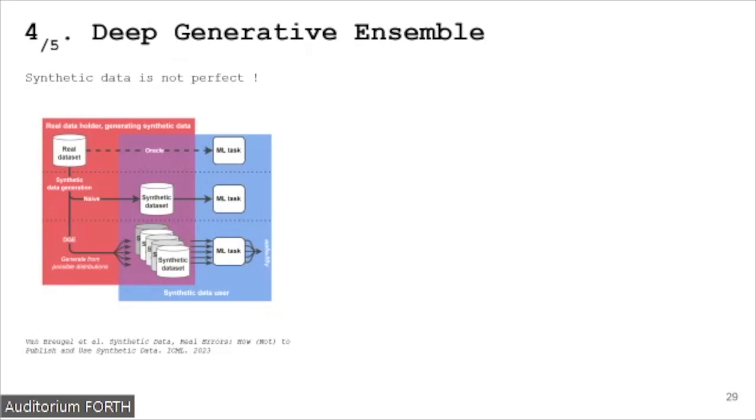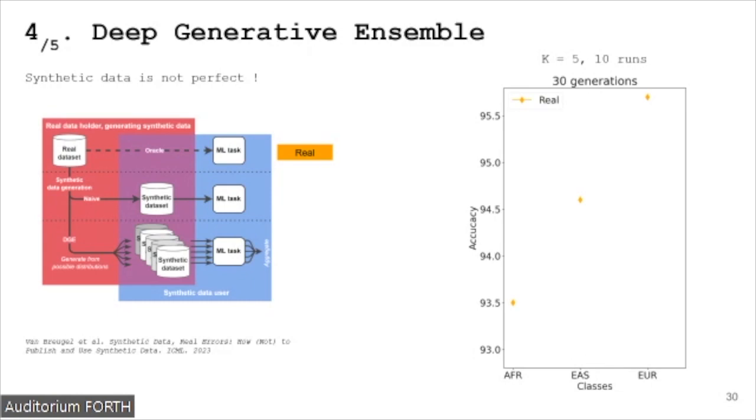Or you have the deep generative ensemble approach, where the data holder would train multiple generative models and create multiple synthetic data sets. Those would be released to the world, and the data user would train multiple machine learning models, one on each of these data sets. And so we reproduce these experiments where we had 10 runs, and in each run, we trained K generative models, created K synthetic data sets, and trained K LineNets. K was taken to be equal to 5 here.